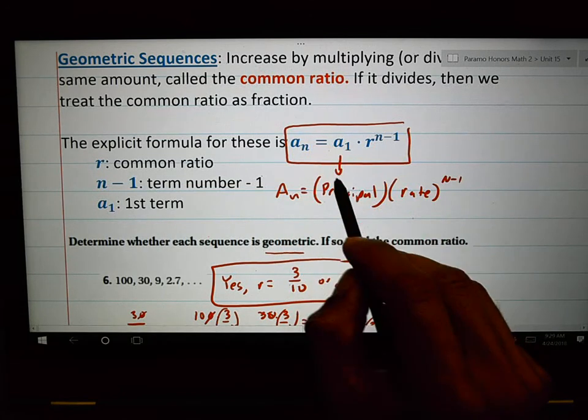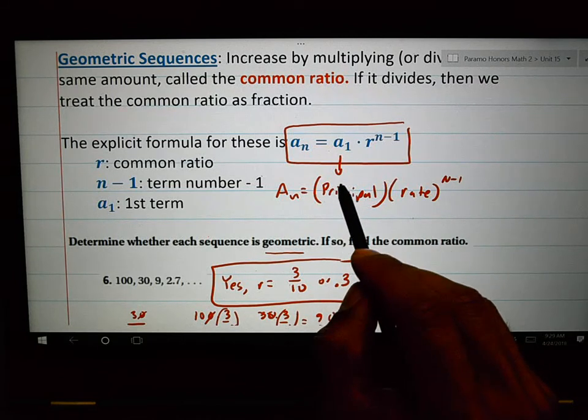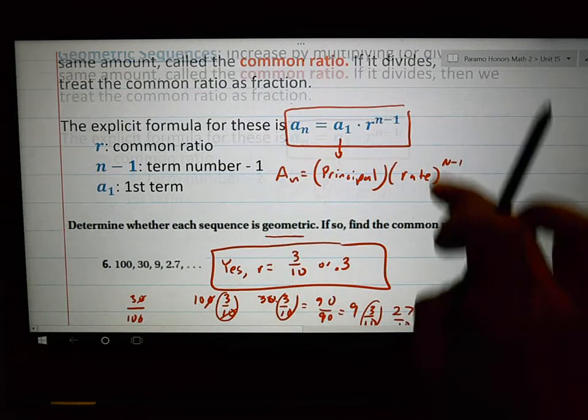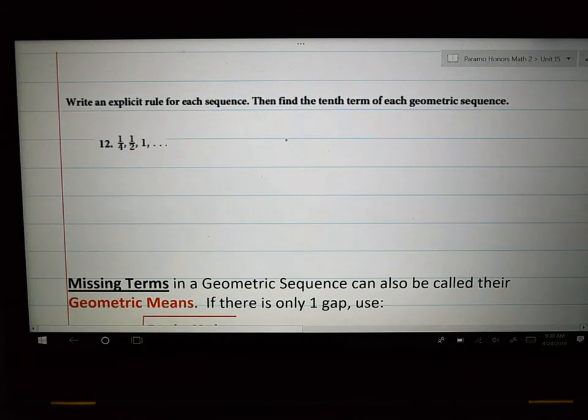I think of A of 1 as your starting or your principal, how much you begin with. I think of R as whatever your rate is, and then N minus 1. So let's go down here. Write an explicit rule for each sequence. Then find the 10th term.